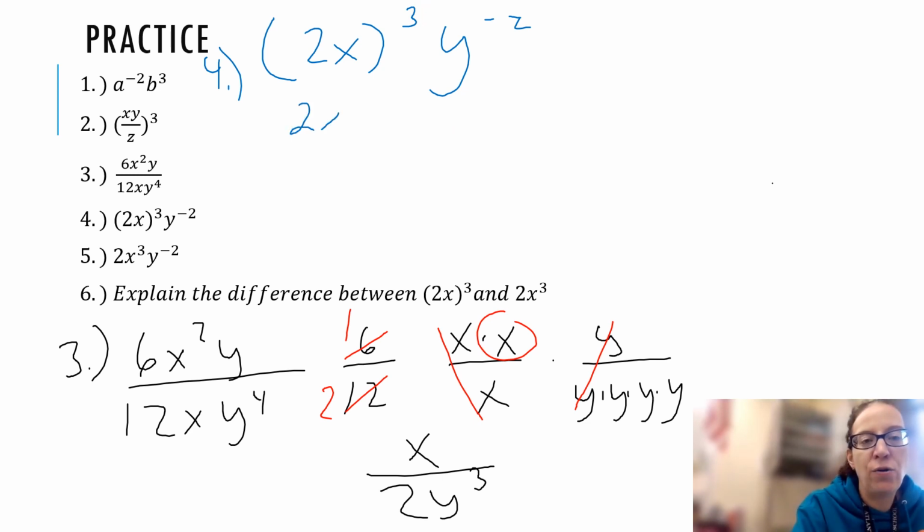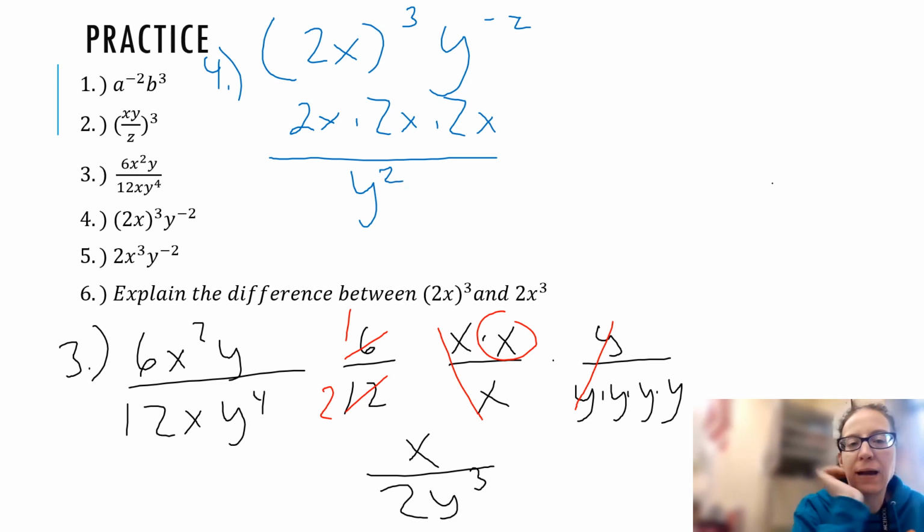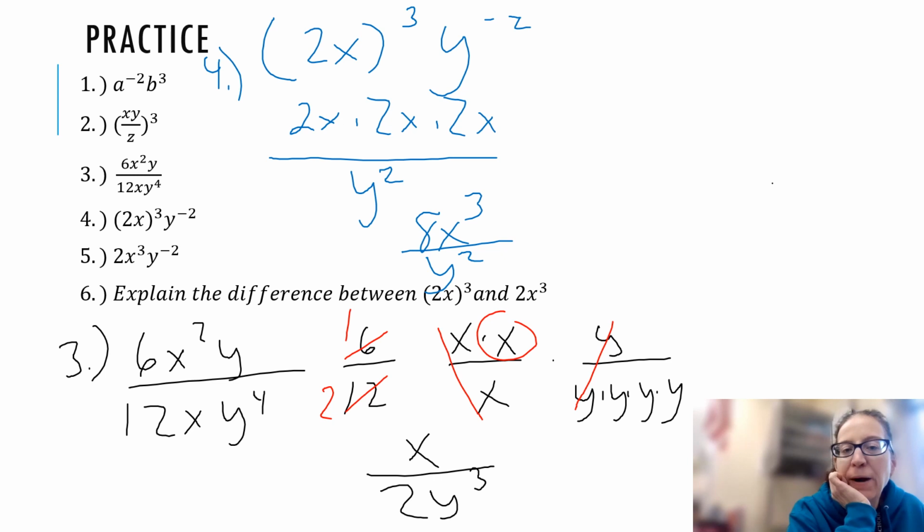So this is 2x times 2x times 2x. And that y to the negative 2, I can move the y down to the denominator, and that's going to make my exponent positive. In my numerator, I have 2 times 2 times 2, which is 8, and x times x times x, which is x to the third over y squared. Not the only way you can do it, but you do need to end up there. So it does need to end up with 8x to the third over y squared.